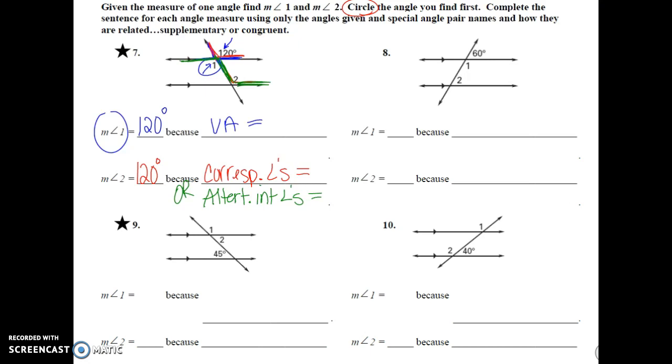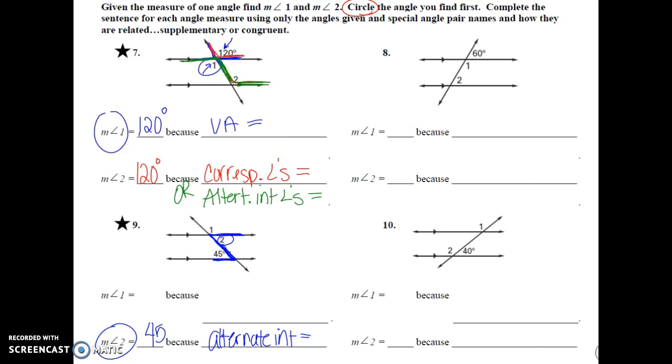If we look at question number 9, we can practice one more time. Notice that we have the 45-degree angle right here. And in this case, the only angle that matches with that by a special angle name is angle 2. There is the Z, our alternate interior angles. So we would have to answer angle 2 first. That equals 45 degrees because alternate interior are equal. Remember, we're including equal or supplementary in all of our sentences.